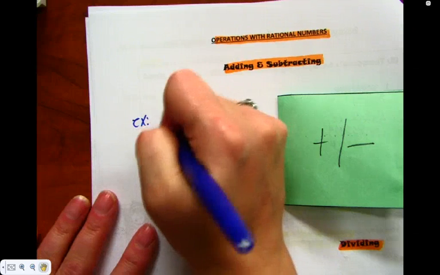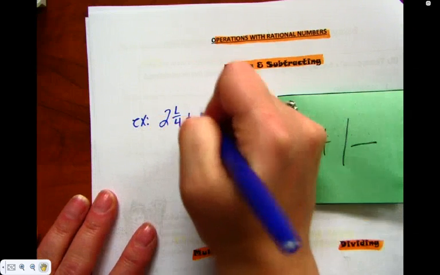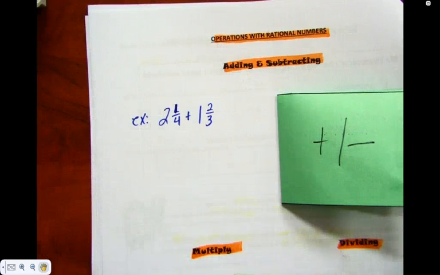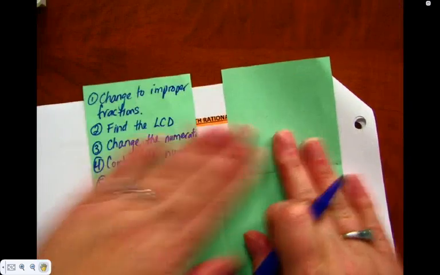I'm just going to close this for a second so we can write down the example. That's why I wanted you to glue it to one side, because I wanted to have room to do the example. We're going to take 2 1/4 and add 1 2/3. 2 1/4 plus 1 2/3. Okay, let's open it up and do that on the example side.